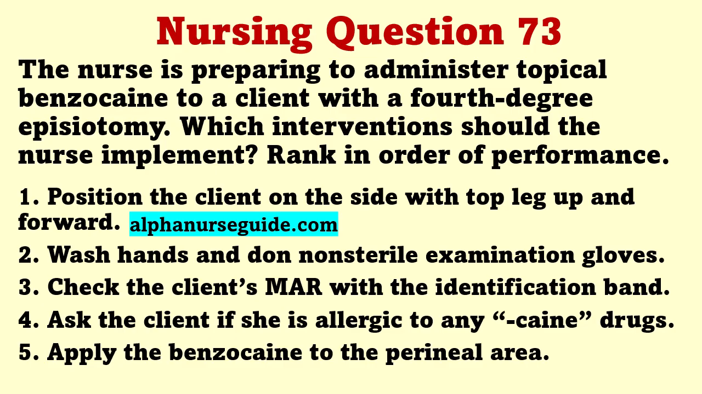The nurse must first determine if this is the right client receiving the right medication. The nurse should always check for allergies with this medication. Caine drugs are anesthetics, and if the client is allergic to lidocaine or novocaine, the client should not receive this medication. Once the nurse determines that this is the right client to receive the right medication and that the client has no allergies, then the nurse must wash his or her hands and use gloves to administer a medication to the perineal area. The position on the side with top leg up and forward allows maximum exposure to the area that should be medicated. After completing all the previous steps, the nurse can apply the medication.